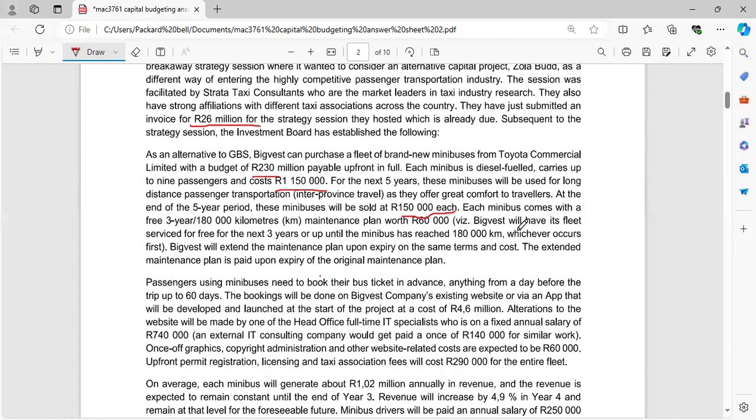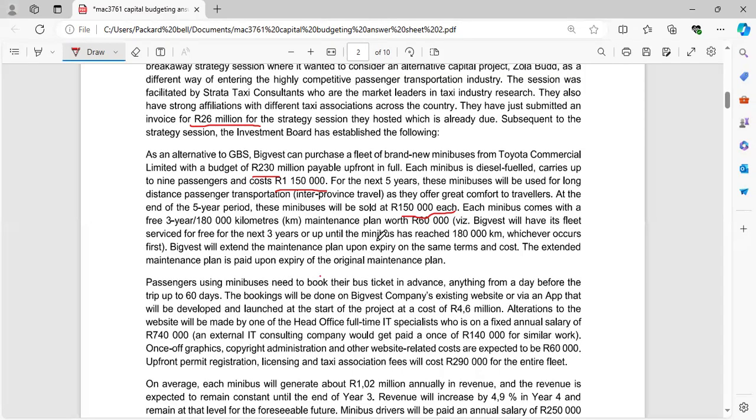Each minibus comes with a free 3-year, 180 kilometers maintenance plan worth 60,000. Then Bytevest will have its fleet serviced for free for the next 3 years or up until the minibus has reached 180 kilometers, whichever occurs first. Bytevest will extend the maintenance plan upon expiry on the same terms and cost. The extended maintenance plan is paid upon expiry of the original maintenance plan.